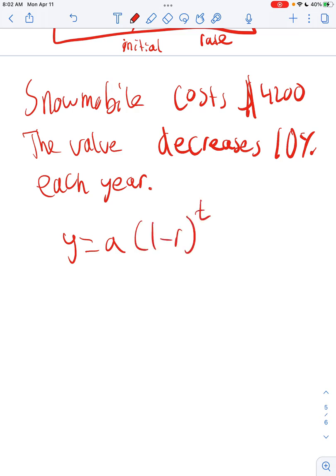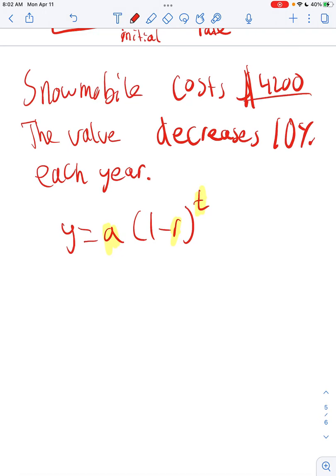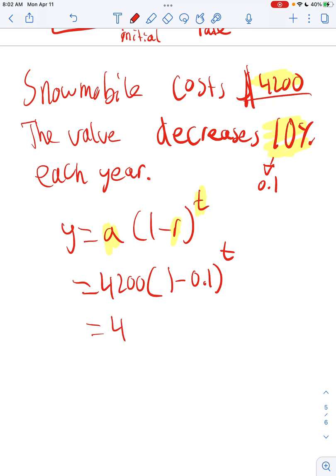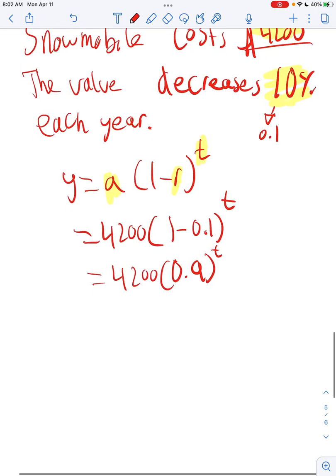So if this is our base function, the 3 things I've got to consider are A, R, and T. So I know that my initial value was 4,200. My rate is 10%, but again, we have to convert that to a decimal, so that's 0.1. So my rate is 1 minus 0.1, and then to the T, so this would be 4,200 times 0.9 to the T. That would be my function.